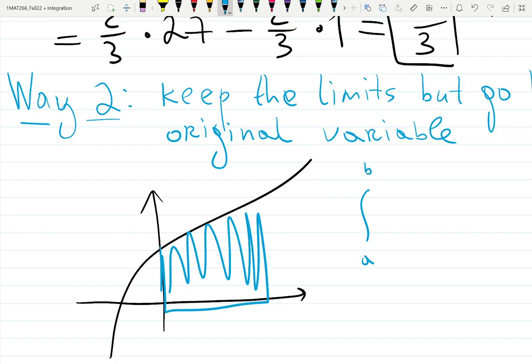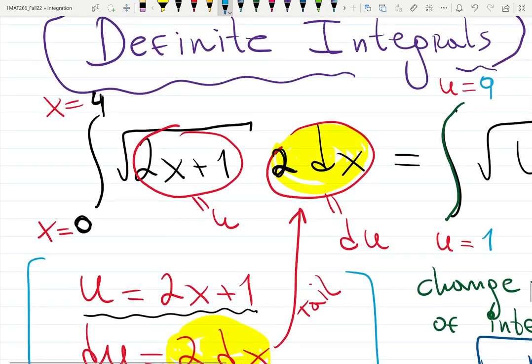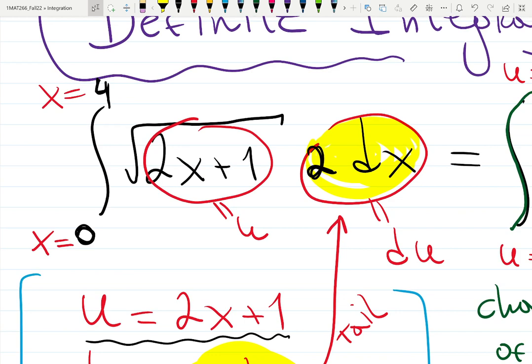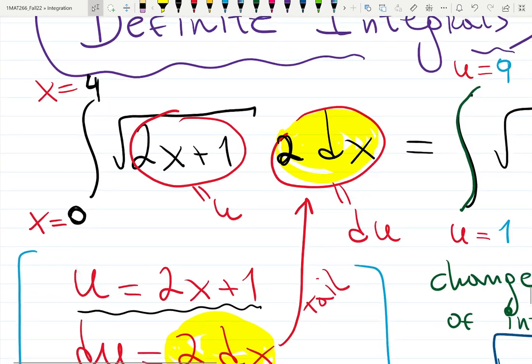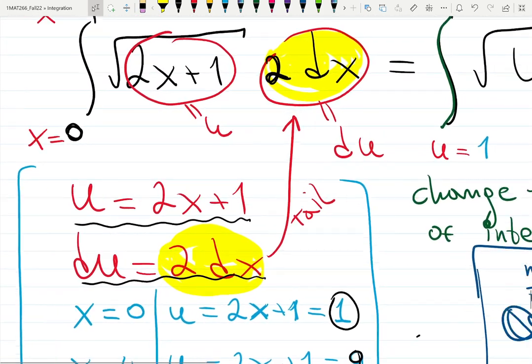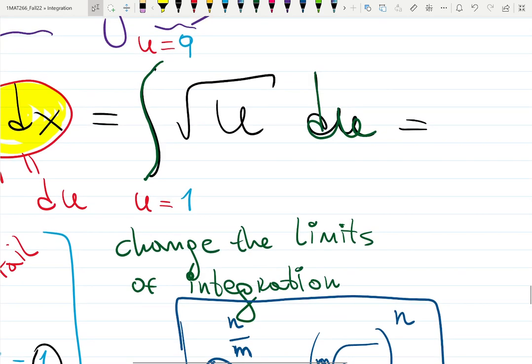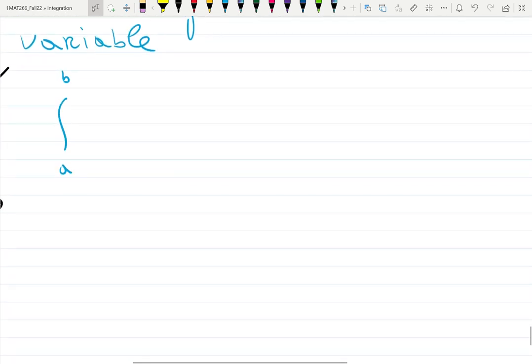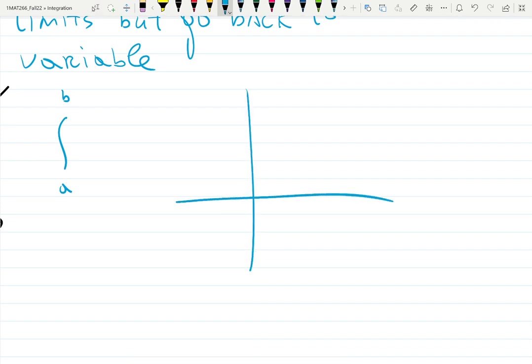The thing is, we did not know how to solve it just by looking at it: the square root of 2x plus 1, times 2 dx. So we performed a transformation. We used substitution as a transformation that made it easier and created this new integral from 1 to 9 of the square root of u du. That's a different integral. So it's going to be a different square root of u, looking like this, from 1 to 9.